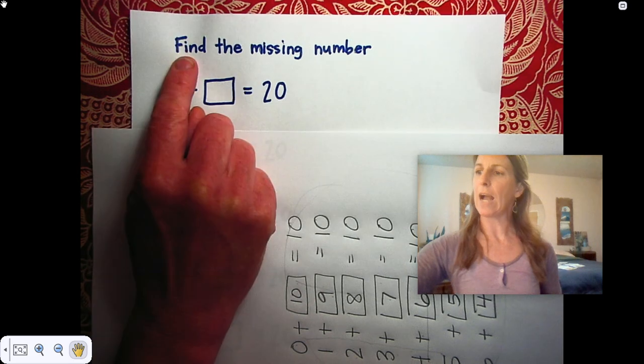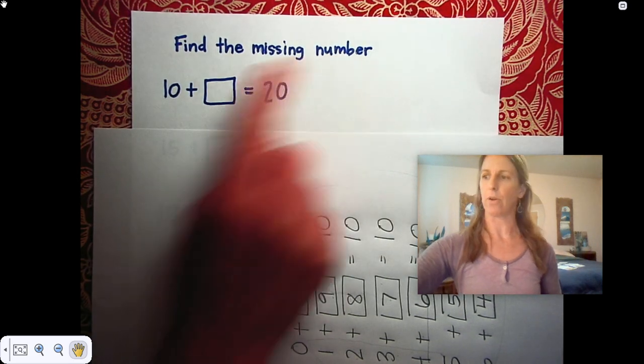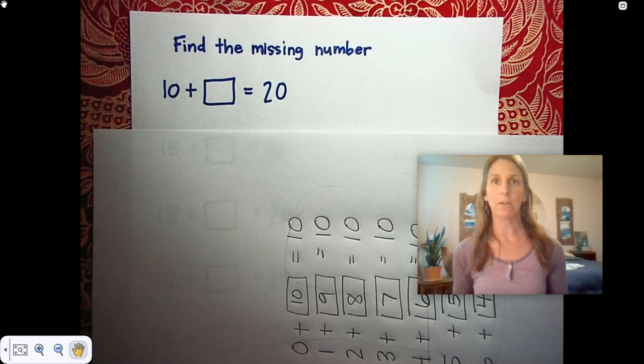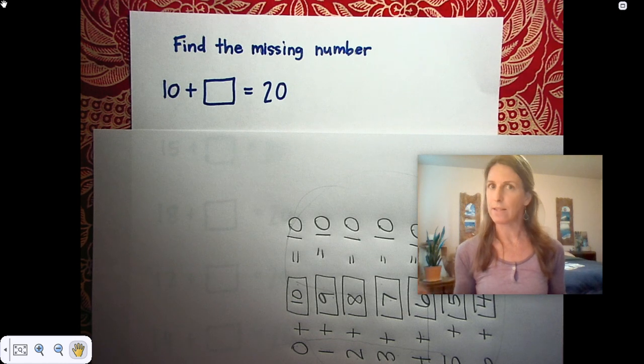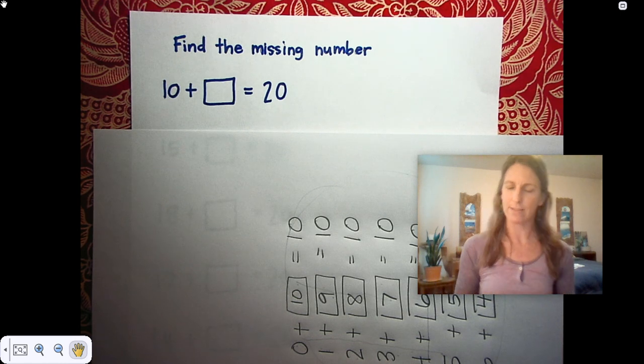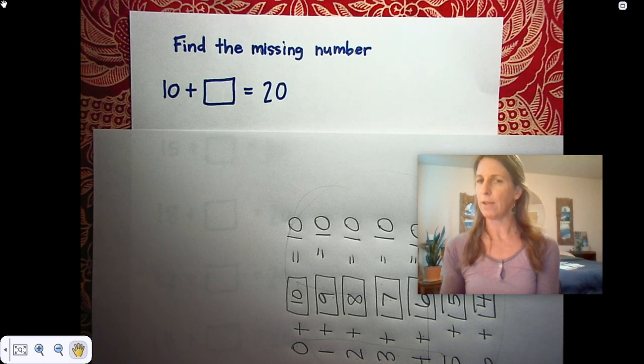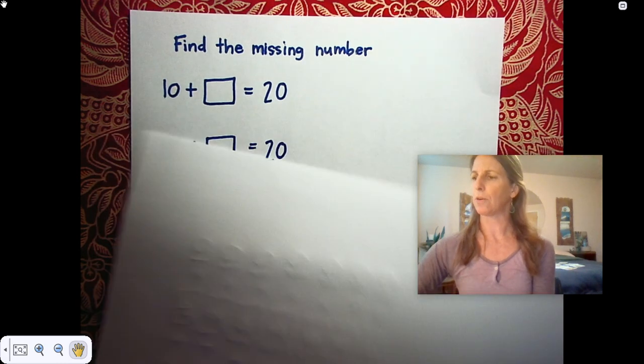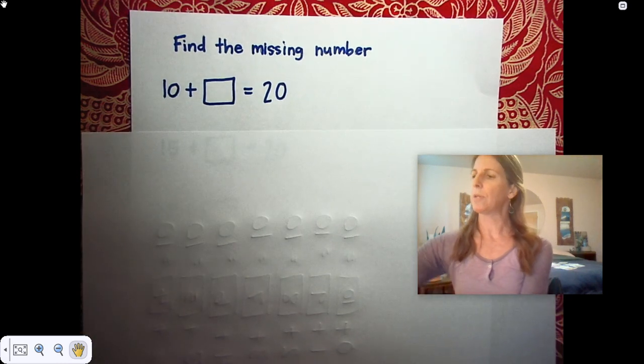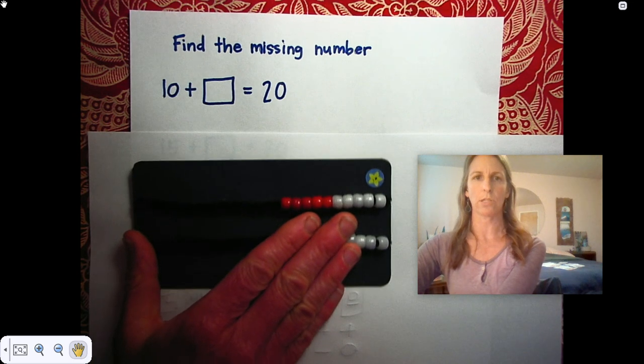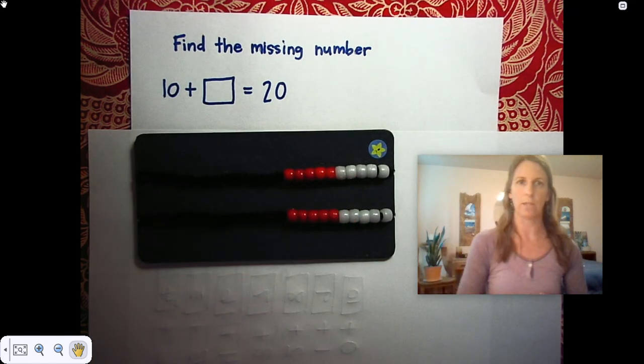So we're going to find the missing number. There it is, right there in the middle. That's that missing addend. This is algebra, friends. Okay, and I think I'll flip that over so it's blank. And I'm going to get my number rack out just so you can see a picture of this as well.